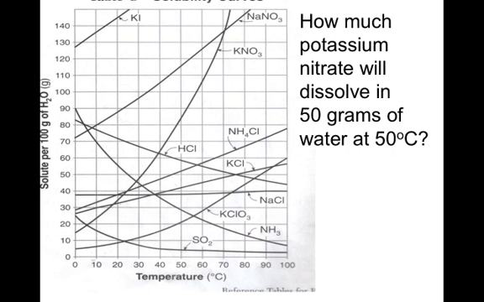If you notice, this problem is different than the others because it's not talking about 100 grams of water, it's talking about 50 grams of water. So we can still solve this problem, but our graph is only good for 100 grams of water, so we're going to have to figure out what it would be for 100 and then alter it for the different amount of solvent.